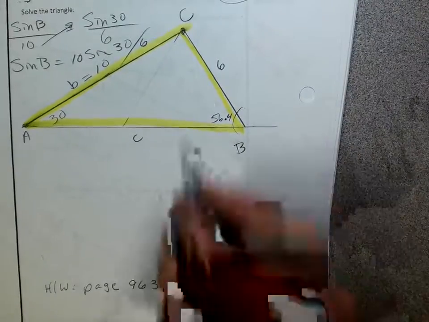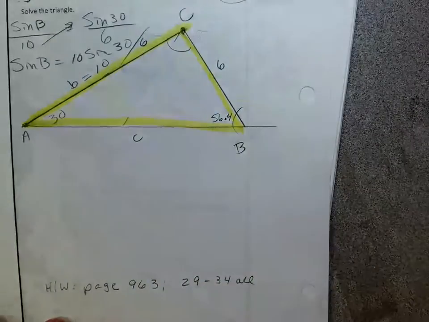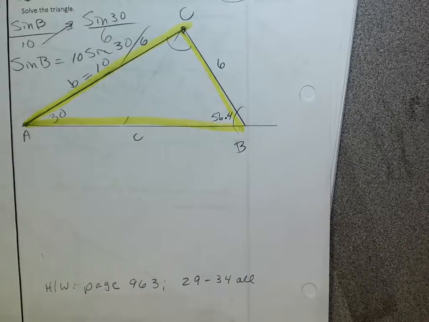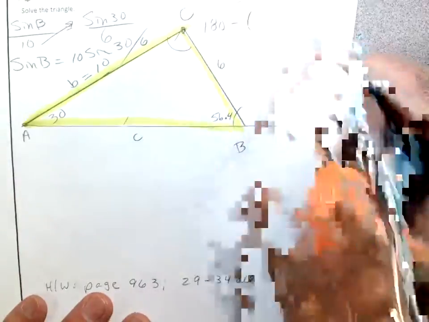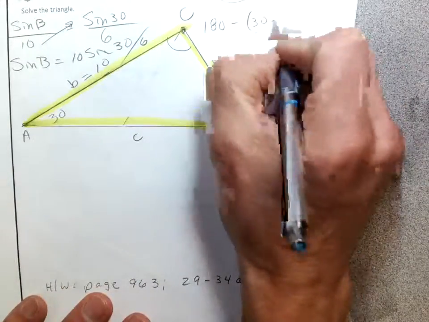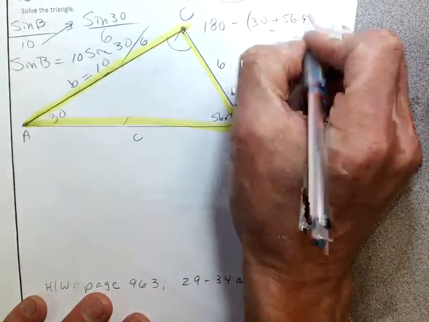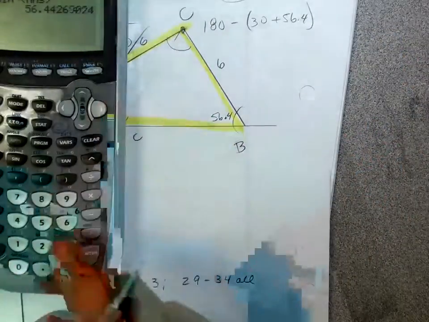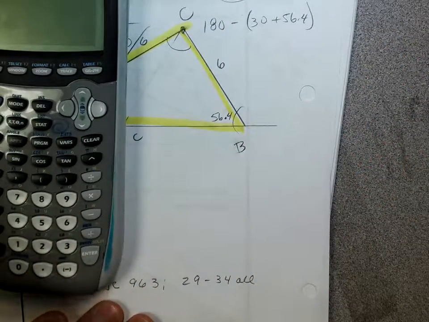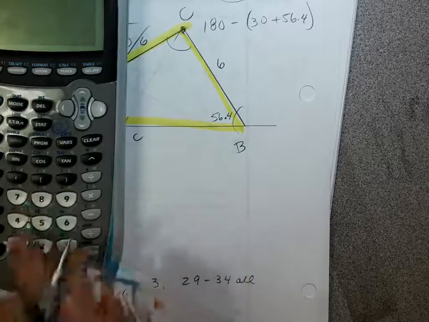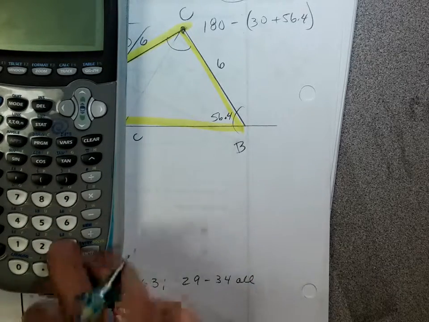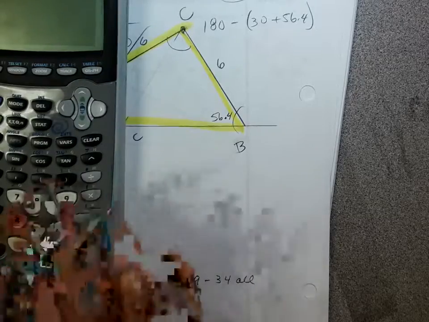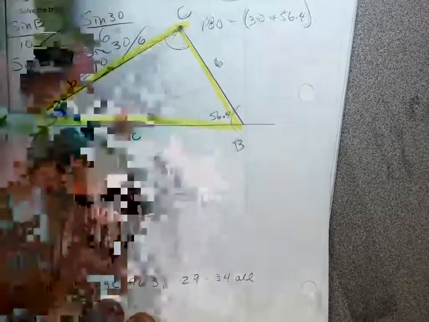And if I need angle C, I can do that, right? Angle C is just going to be from 180. So angle C is going to be 180 minus my 30 plus my 56.4. Let me go ahead and do that on my calculator. Am I going slowly enough? Yes. Okay. 180 minus parentheses 30 plus 56.4. So about 93.6, right?